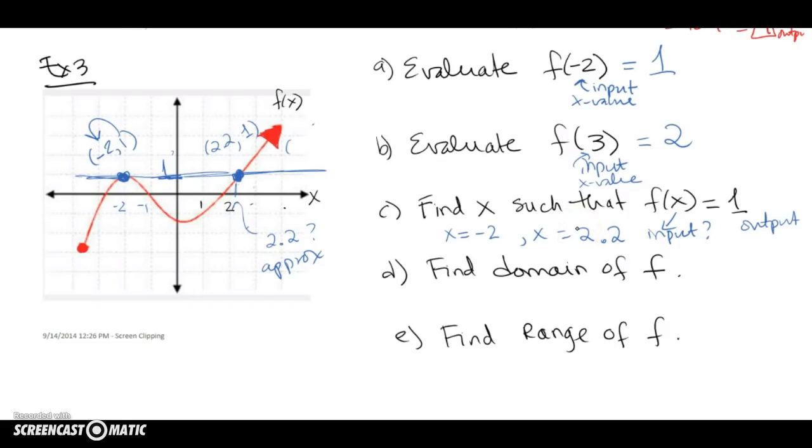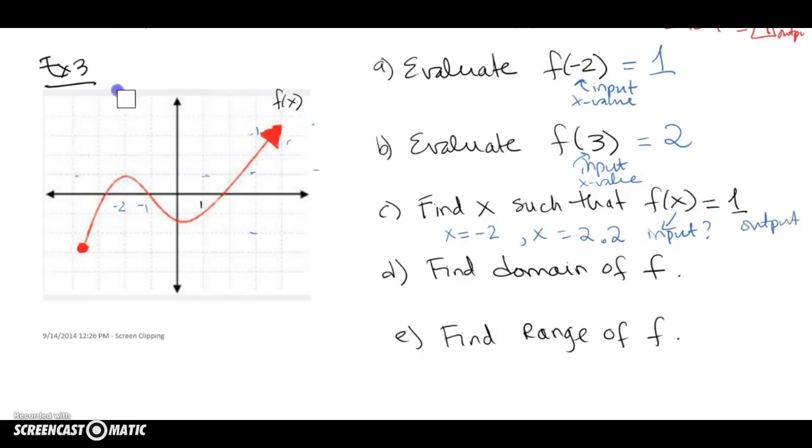Part D says, find the domain of f. So let's go clean everything up. And domain, remember, means x values, or the horizontal axis, what values it covers. So I'm going to walk left to right and see what the first value is that I pick up and what the last value is. The first value is right here, and the last value, there is none, because this graph keeps going to the right, so I keep going forever and ever.